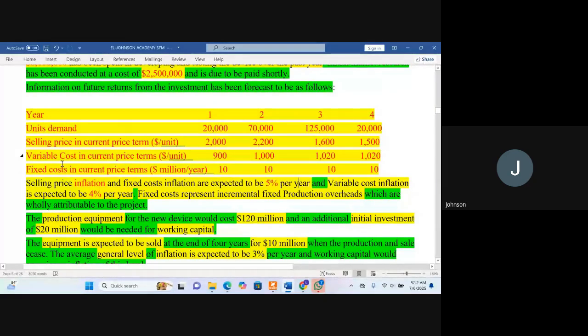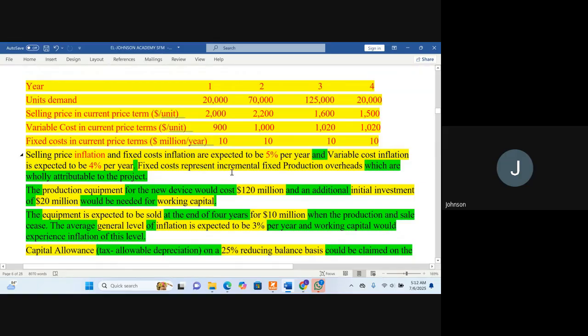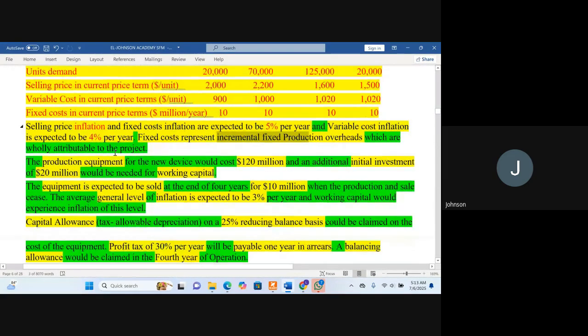So they say that selling price inflation and fixed cost inflation are expected to be 5% per year, and variable cost inflation is expected to be 4% per year. They now say that fixed costs represent incremental fixed production overhead. So they say that it is incremental to make us know that it is a relevant cost. Fixed cost is an incremental fixed cost, okay, which is only attributable to the project.